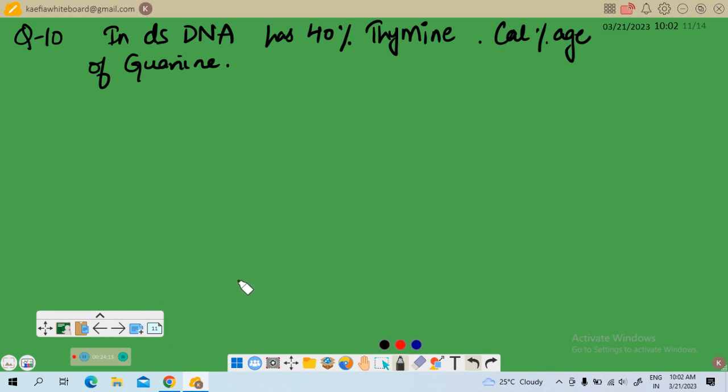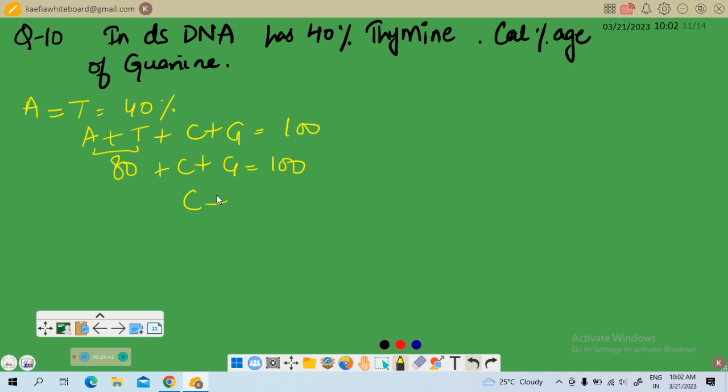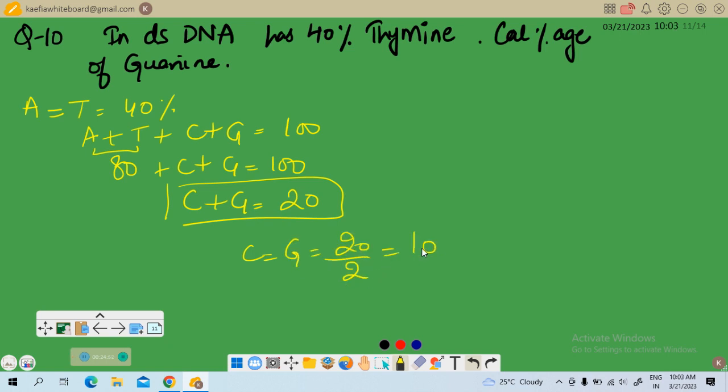Okay, then in a double-stranded DNA, it has 40% thymine. So thymine is 40, so adenine will also be 40. Calculate the percentage of guanine. Similarly, A plus T plus C plus G is equal to 100. A plus T, 40 plus 40, comes out to be 80. C plus G is 100 minus 80, which comes out to be 20. So C is equal to G, it will be half of it, that is 10%. So guanine is 10%.